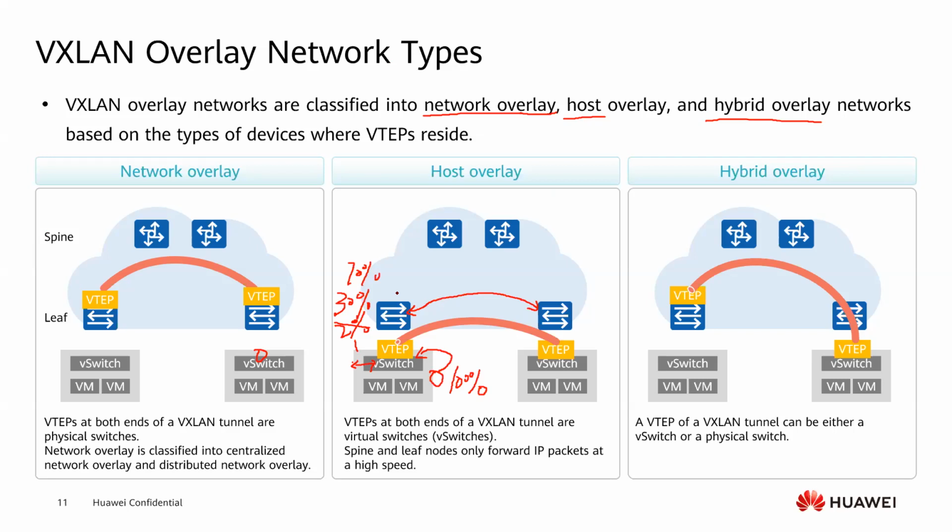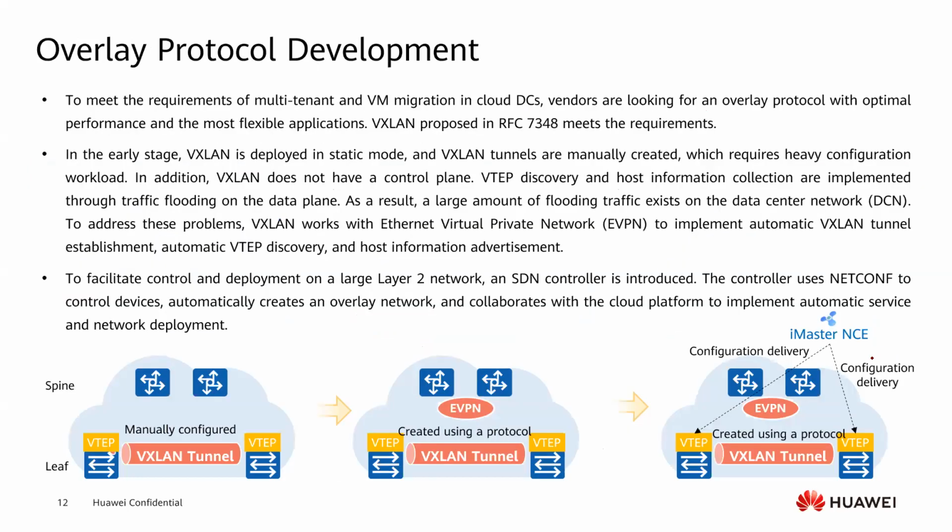And what is the next one, hybrid? Hybrid just means you can combine the network overlay and host overlay. For example, for this switch, it doesn't function as the VTEP, so we use the access switch to function as the VTEP. And for this one, we use the server to function as the vSwitch. That is the hybrid overlay.